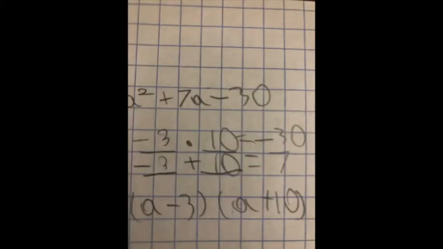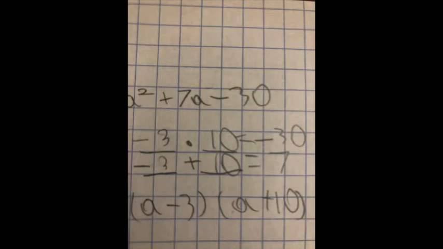Let's start off with the example a squared plus 7a minus 30. The first step is to find out what times what equals negative 30. Now, these factors also have to be able to be added together to get the middle term, which is 7. So, for this problem, it would be negative 3 times 10. Therefore, our answer would be a minus 3 times a plus 10.